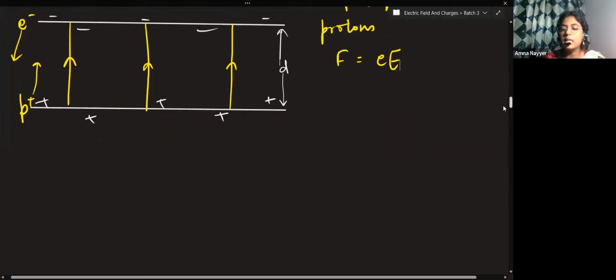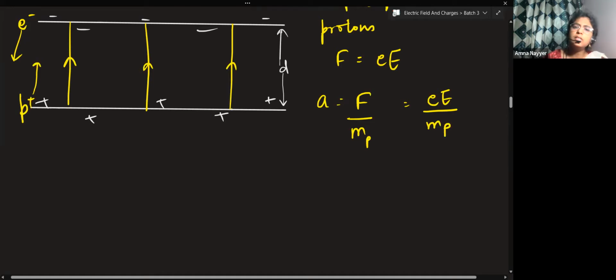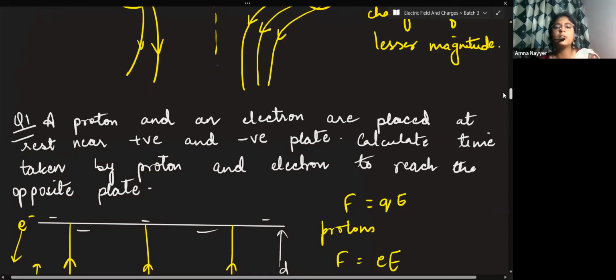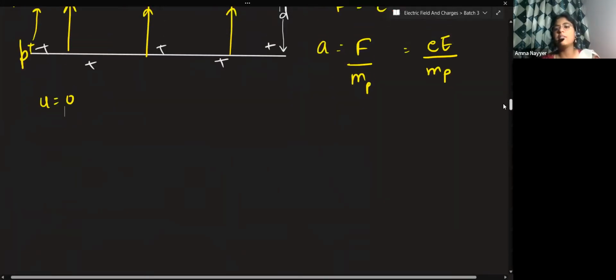So F is equal to eE. Acceleration is force by mass. So it will be the force on proton divided by mass of proton, so it will be eE divided by mp. Now, what is the initial velocity? Initial velocity is zero, because it is given in the question that electrons and protons are placed at rest. We have the acceleration, eE by mp. The distance that has to be covered is small d. It is given to you.